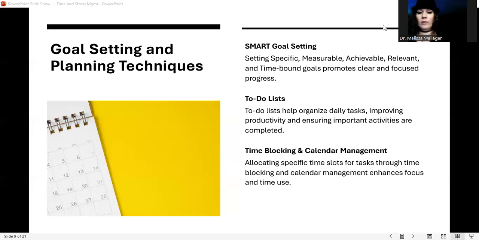Time blocking and calendar management. So allocating specific time slots for tasks through time blocking and calendar management really just helps us keep a clear focus on how we're going to manage our time throughout the day.